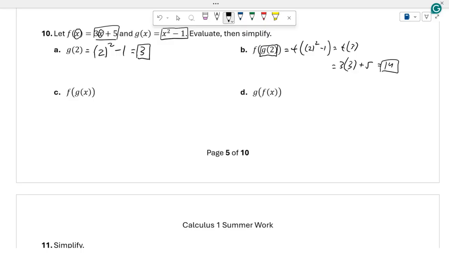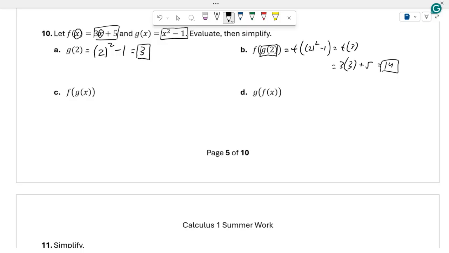The only difference is that with 10b, I wanted to know what happens when you plug in a 2. For 10c, I don't want to plug in any specific number. I basically want to get a new rule for this new function. f of g of x is another function.